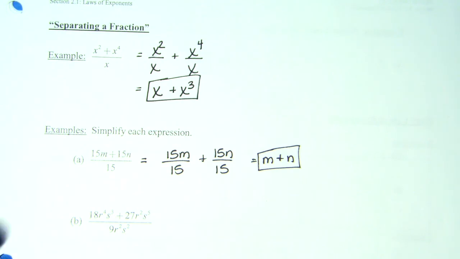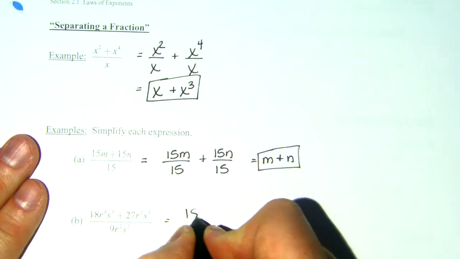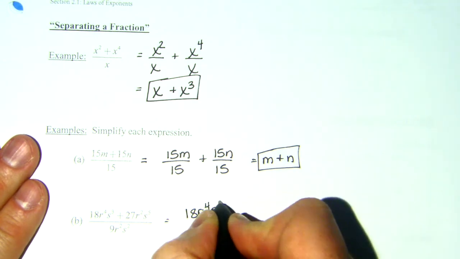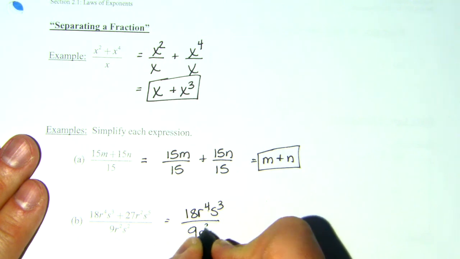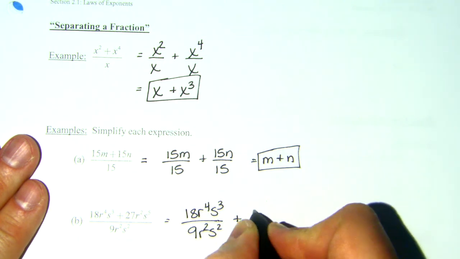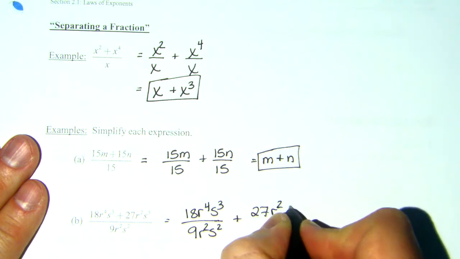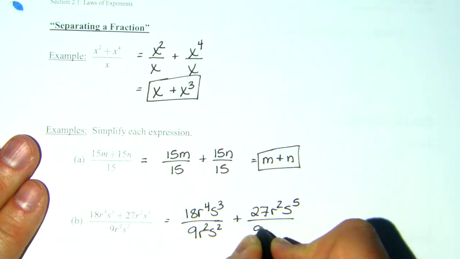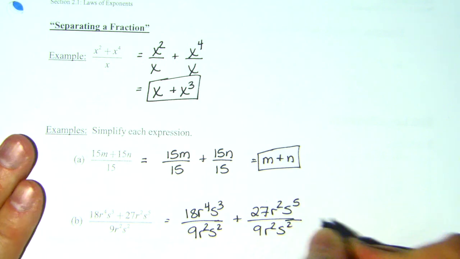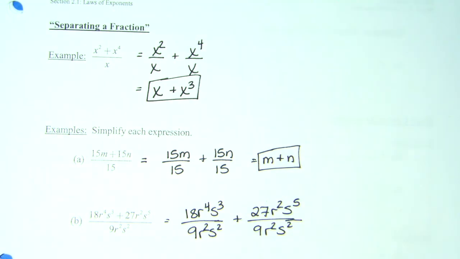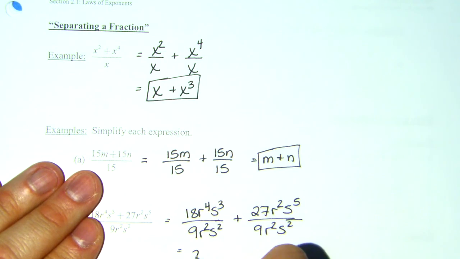Letter B is a little bit more involved. In letter B, 18r s to the third over 9r squared s squared plus 27r squared s to the fifth over 9r squared s squared. That's my first step of separating the fraction. You see if you can go from there. Looks like 2r squared s plus 3 s to the third.